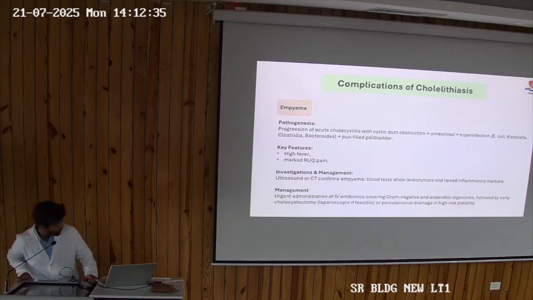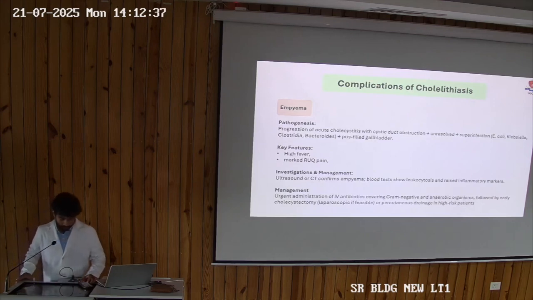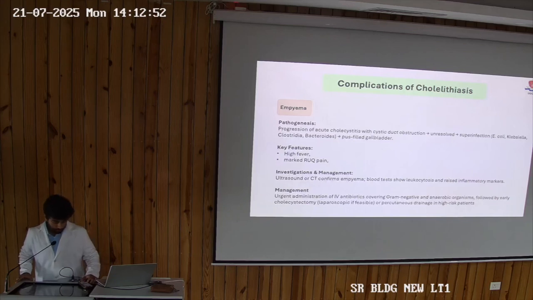Patients typically present with a marked right upper quadrant pain and a high-grade fever. Diagnosis is confirmed through ultrasound or CT, and lab findings will show leukocytosis and elevated inflammatory markers. IV antibiotics targeting gram-negative bacteria and anaerobic bacteria are administered urgently, followed by an early cholecystectomy or percutaneous drainage if the patient is a high-risk one.